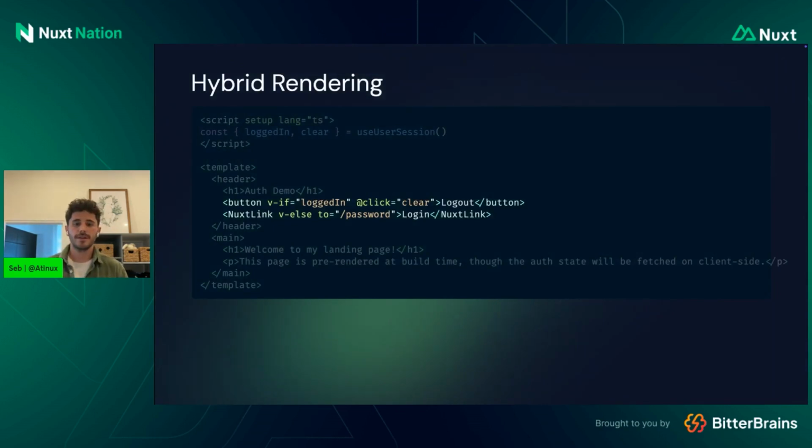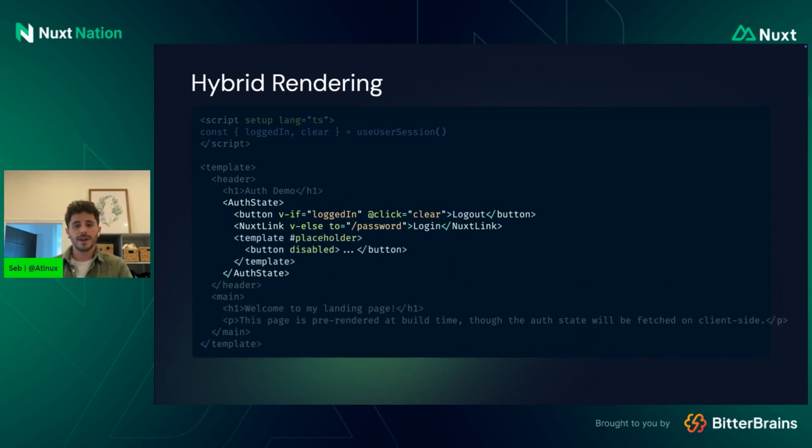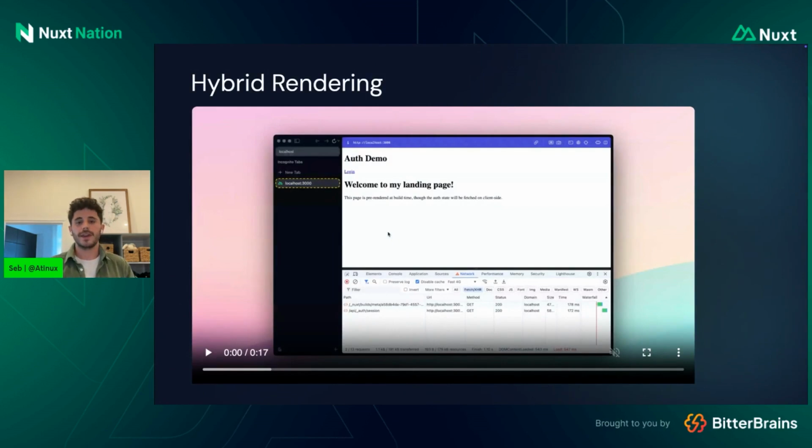So let's go back to our buttons here and wrap them with the AuthState component that Nuxt Auth Utils exposes. And we can also add a placeholder template slot to customize what is rendered when the authentication state is unknown. By default, it will be empty, so only the button will be displayed. The login or logout button will be displayed after hydration when we know the authentication state. But here, let's display a disabled button and three dots, so we pretend it's loading. Let's build our application again, pre-render the landing page, and test it.